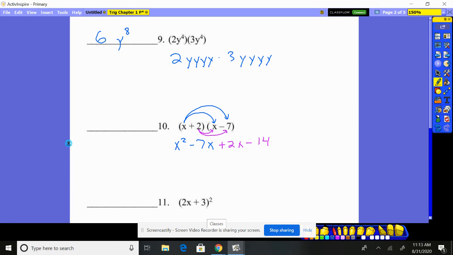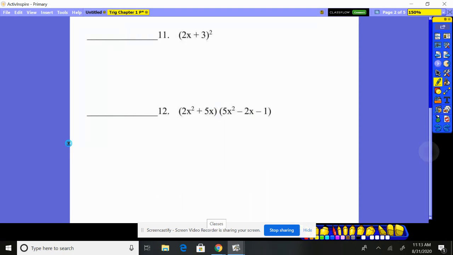Now putting things back together, we'll do it in a brown here. You have an x squared. You do notice that this and this can go together. Lose 7, gain 2. You've lost 5x. And then minus 14. You end up with a trinomial answer when you do a binomial times binomial in this situation. That's not always going to happen.